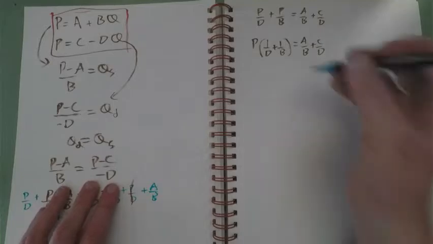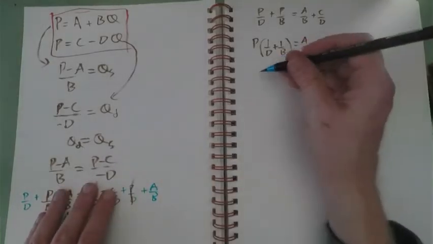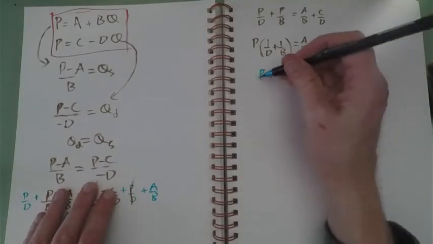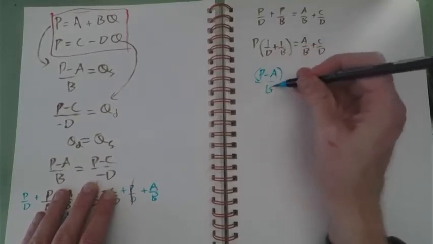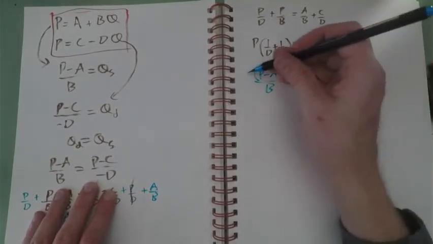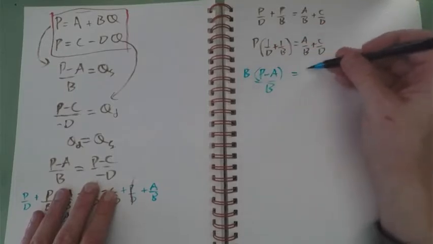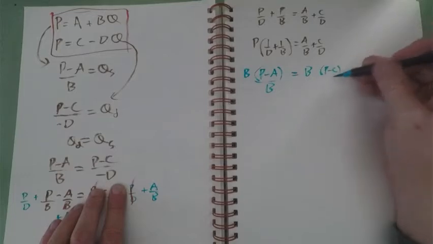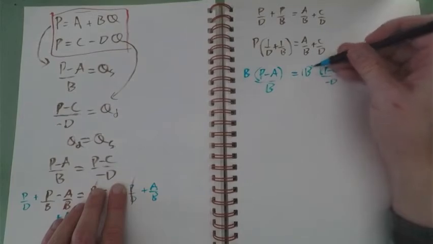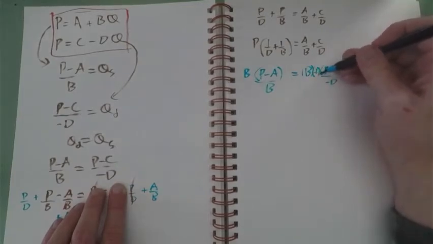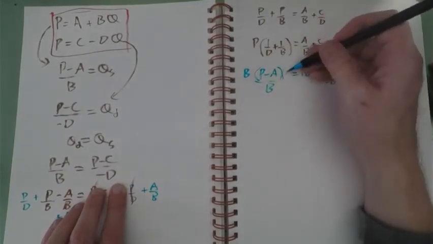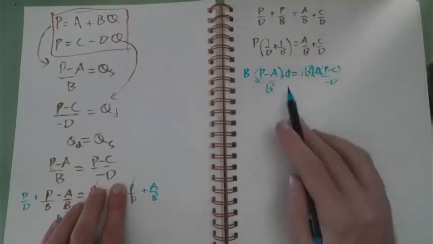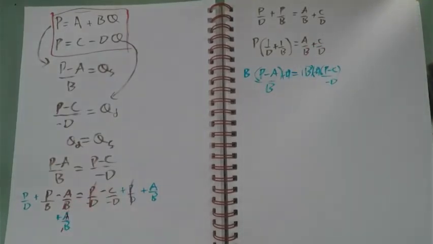All right, so this was good. So let's multiply the B over. So we're going to have P minus A over B, and then we're going to multiply that by B. So B times what we've got over here, P minus C, which is over negative D. And we're going to multiply both sides by negative D also. That's a negative D, that's a negative D. I kind of smushed them a little bit, but they're not going to stay there for too long.